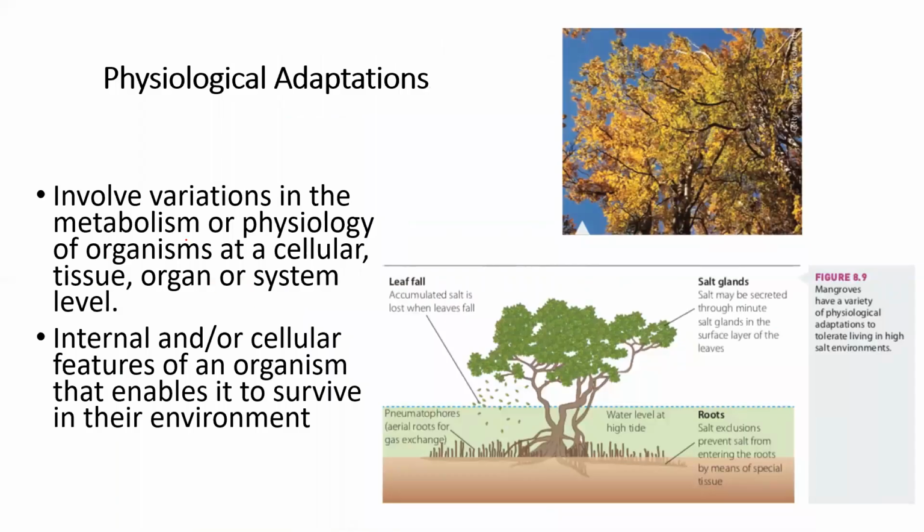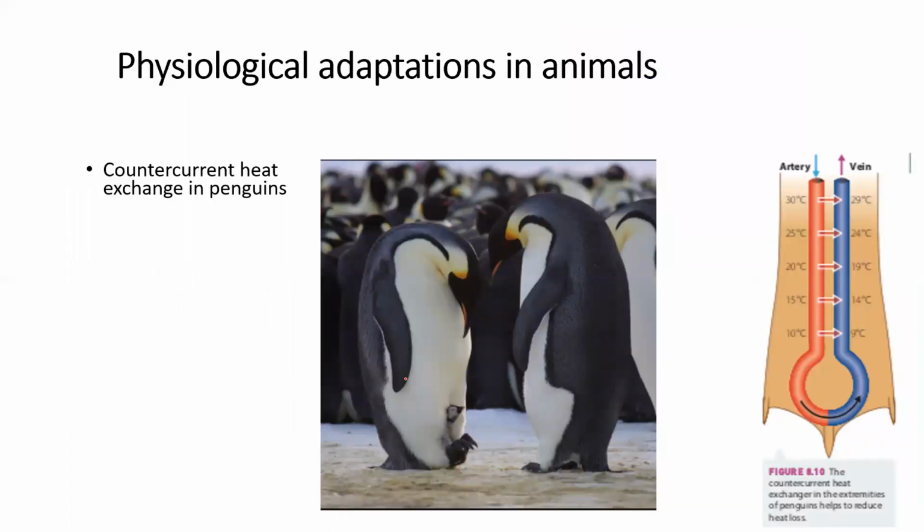Physiological adaptations involve variations in the metabolism or physiology of organisms at a cellular level. Okay, in this plant here, again, Australia, they have salt plants. So these are mangroves. And the mangroves grow in oceans. And they need to get rid of their salt. So they've got salt glands to do that. That's physiological. These emperor penguins can stand on ice for a very long period of time because of what's called countercurrent heat exchange. Your feet never get that cold because cold blood is being replaced by warm blood, okay? And then the warm blood warms the cold blood before it goes back to the heart.